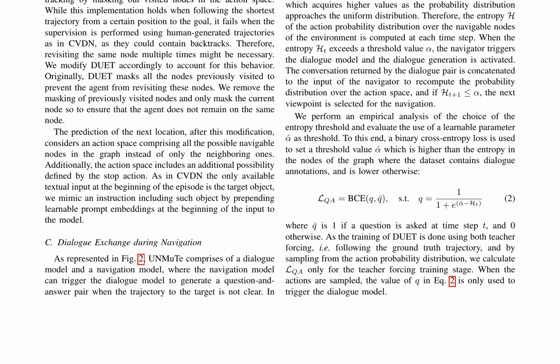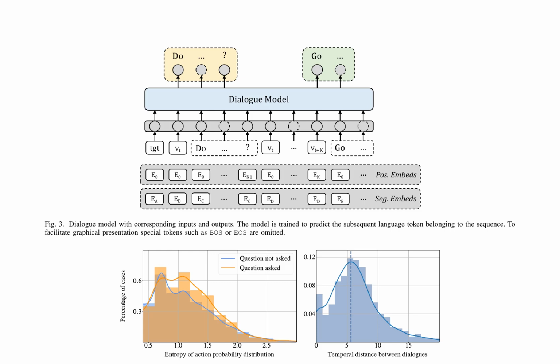The key contributions of this research are the proposal of a purely generative speaker model that produces elaborated conversations with detailed answers, and the integration of a dialogue model with a navigation model to improve the performance of navigation agents. The results demonstrate the effectiveness of the proposed model in visually grounded dialogue navigation tasks. The proposed UNMuTe model is a vision and dialogue navigation (VDN) approach that leverages a dialogue model to generate question and answer pairs to guide navigation towards a target.